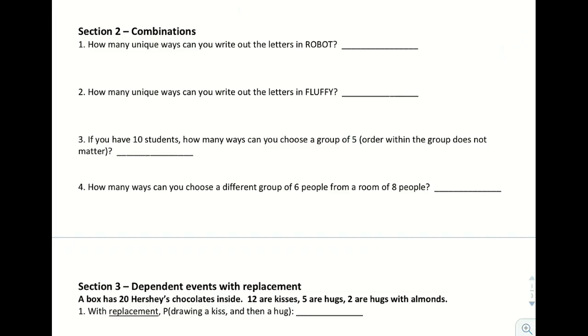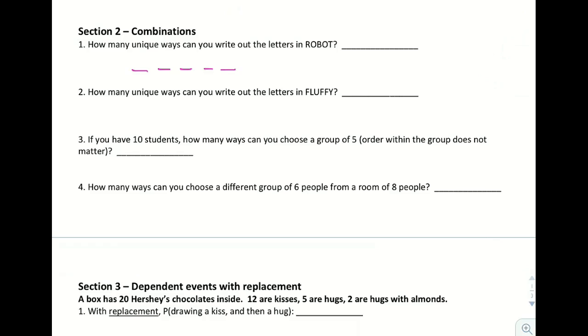In section 2, we're going to look at combinations or permutations with repeats. What we're going to do is create a permutation and then unorder part of that for different reasons. In our first example, it says how many unique ways can you write out the letters in robot, R-O-B-O-T. Normally we would say, well, we have 5 letters.